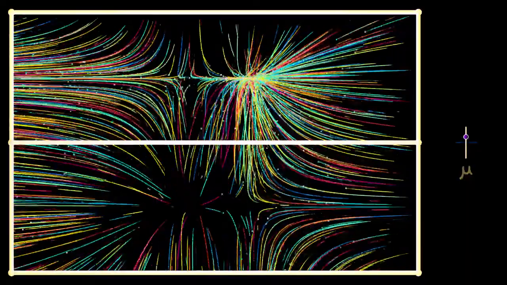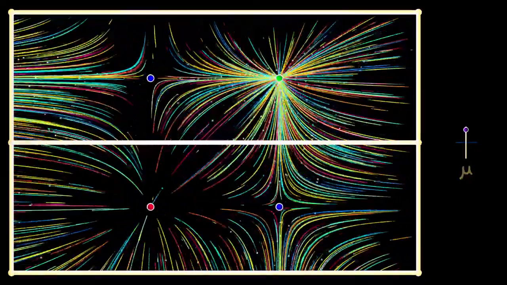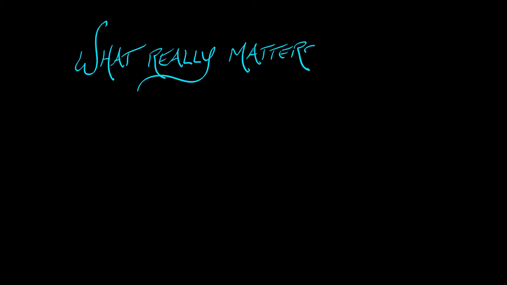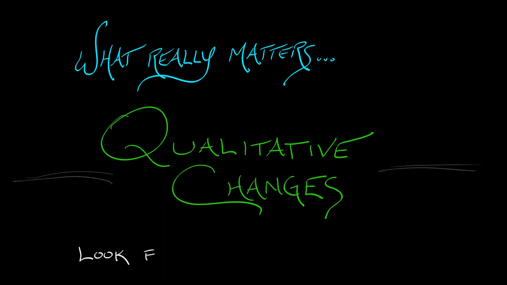Now, we've motivated our examination in terms of decoupled systems, but that's not really the complete story. What really matters is qualitative changes in the number or types of equilibria. What really matters is things like eigenvalues. It is possible to have bifurcations that cannot be decoupled in this way.